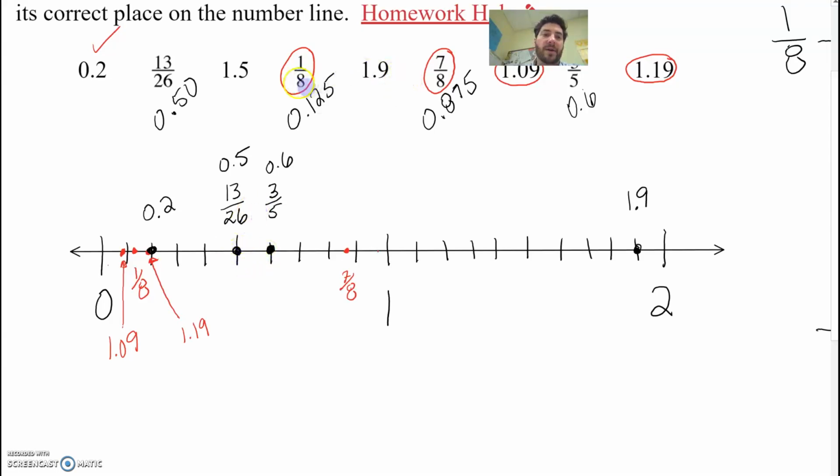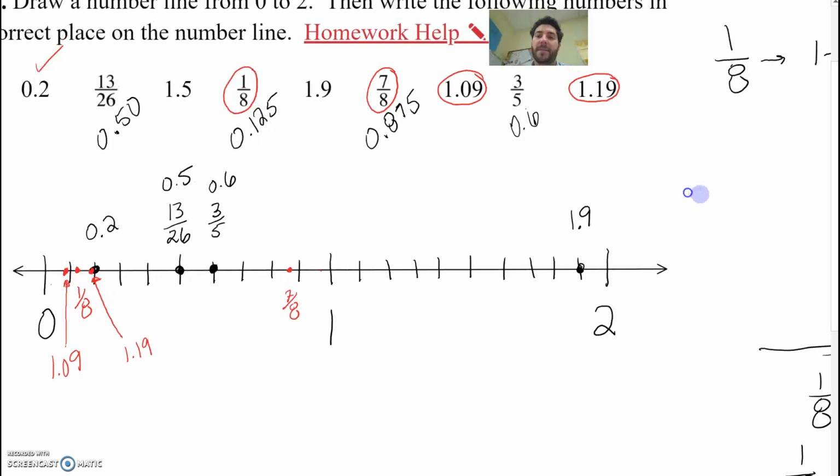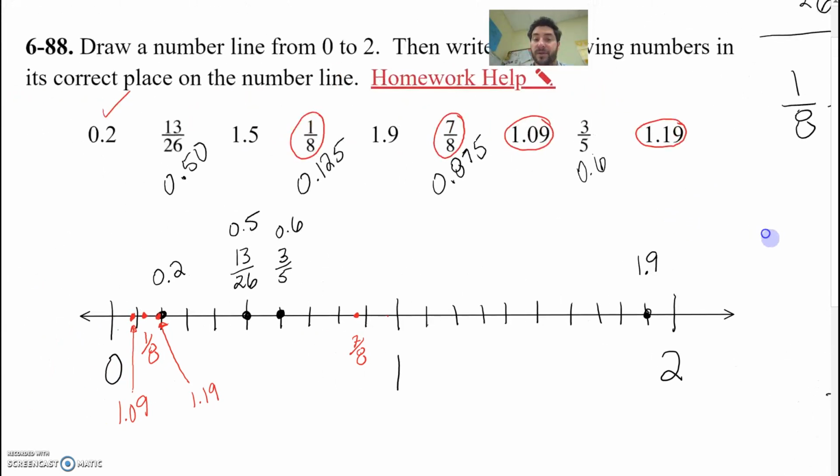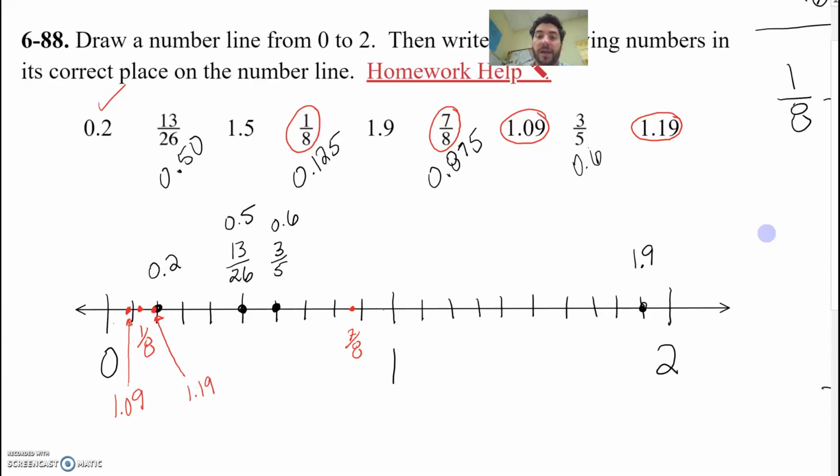I knew where 1 and 9 tenths went. So this is 1, and here is 9 tenths, so that's 1 and 9 tenths. And let's see here. The ones that are circled are the ones that I really needed to kind of work with. Let's go with this one. So this was 1 and 9/100ths, which is really, really close to 1 and 10/100ths, which is the same thing as 1/10.